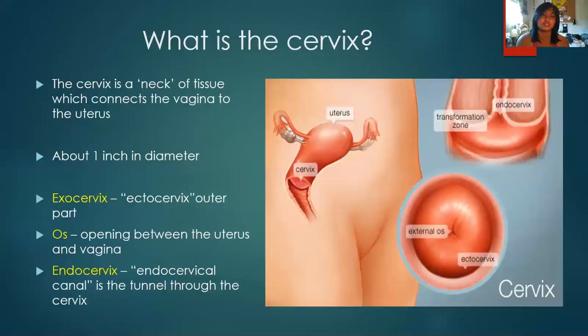The exocervix, which is also called the ectocervix, is the outer part. It's usually the part that doctors can see when a woman is getting her Pap smear. The os is the little opening between the uterus and the vagina. And then the endocervix, which is also called the endocervical canal, is the tunnel through the cervix.